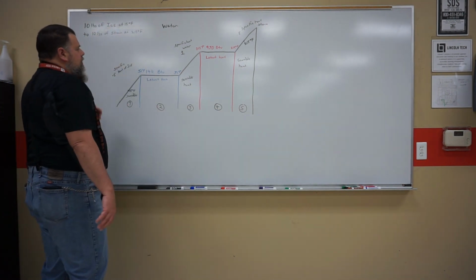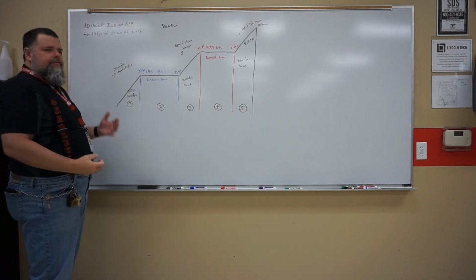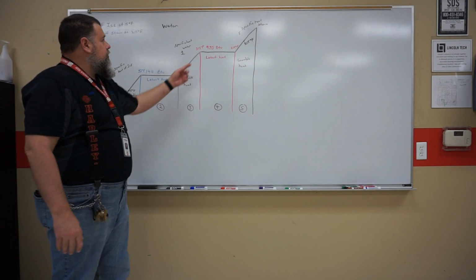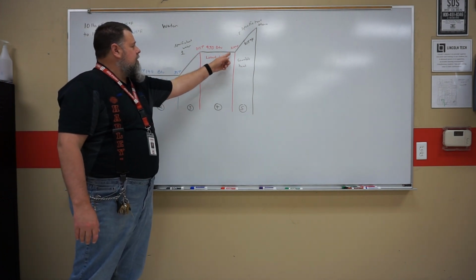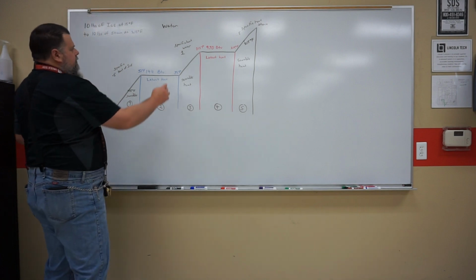In your latent heat categories, you'll see a 32 right here, and a 32 right here. 32 degrees Fahrenheit is water freezing at sea level. You have a 212 here and a 212 here. That's water boiling at sea level. Now, what's the difference between this one and this one?